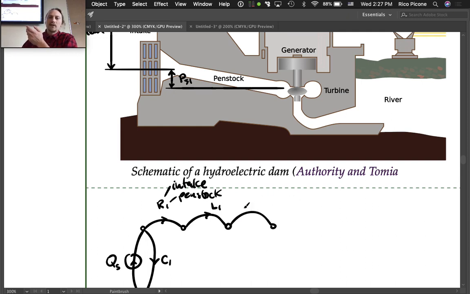So the question is going to be, which direction is this arrow going to point? So PS1. The pressure at the turbine side of the penstock is going to be higher and the pressure up here, right? So this should point that direction because it's going to drop from the higher to the lower pressure. Yes?